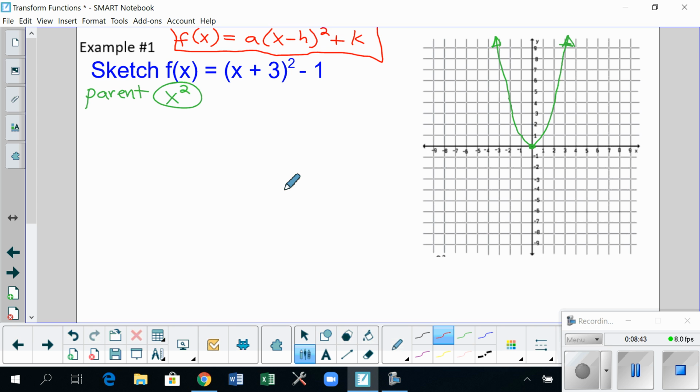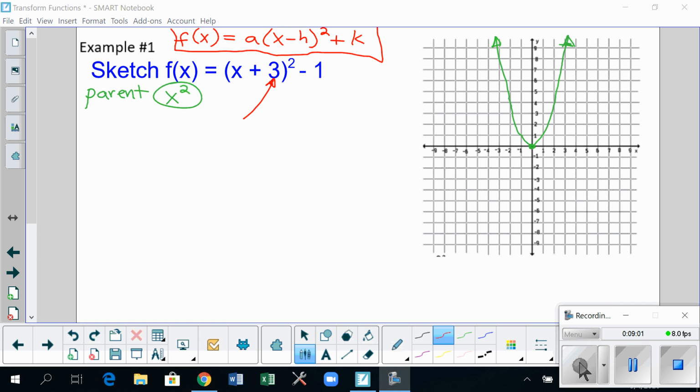So now let's break down what's going to happen to this parent function that's going to be different once it's transformed. I like to go ahead and, looking at my example, this plus 3 right here represents h. Now remember, h is always the opposite of what we see. So when I see an x plus 3 inside the grouping symbols, I'm actually going to say that h is -3. H is always the opposite of what you see.